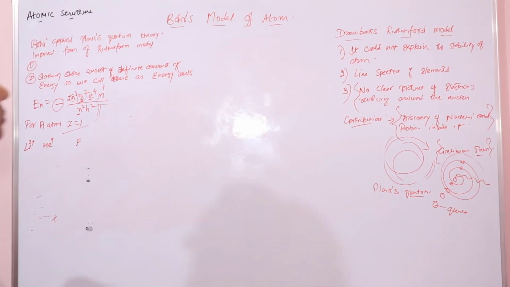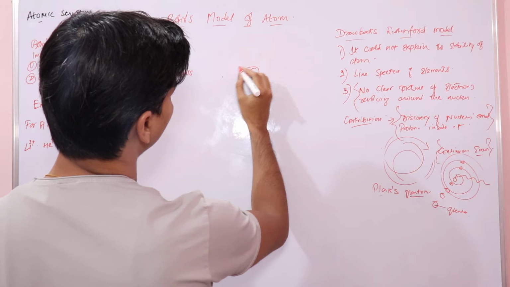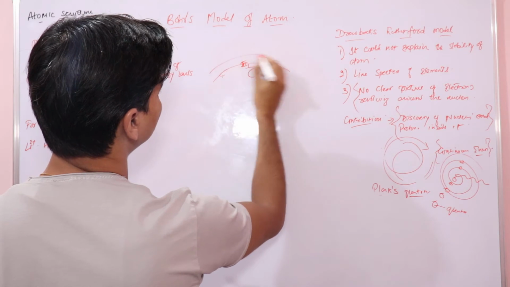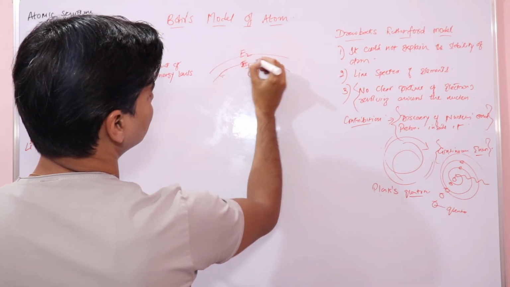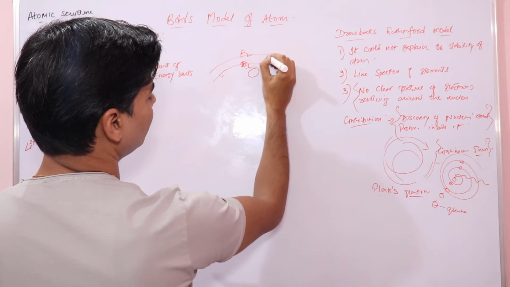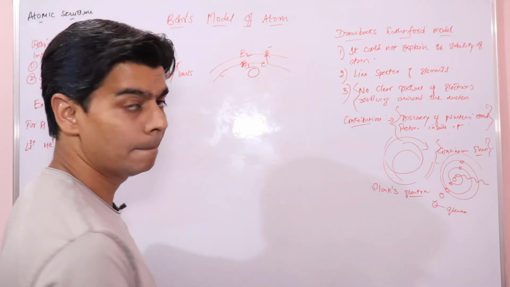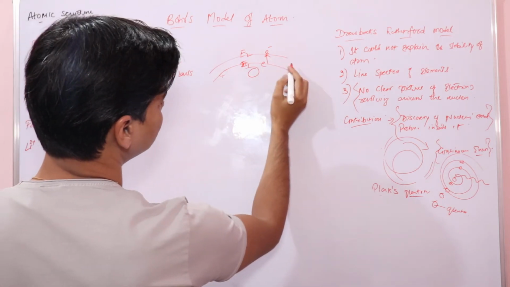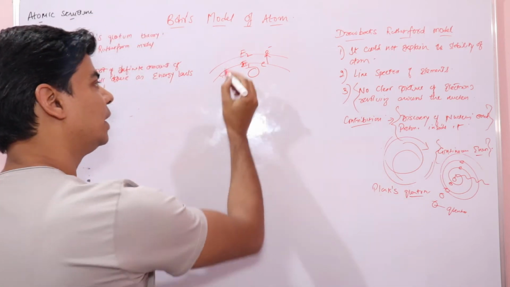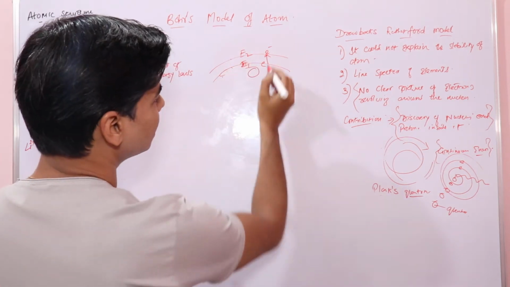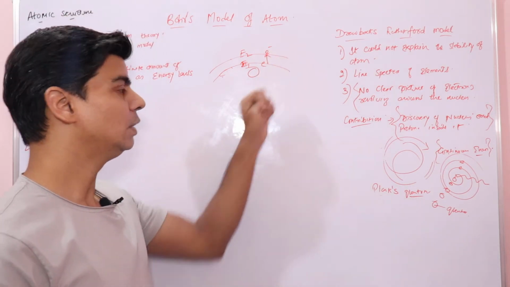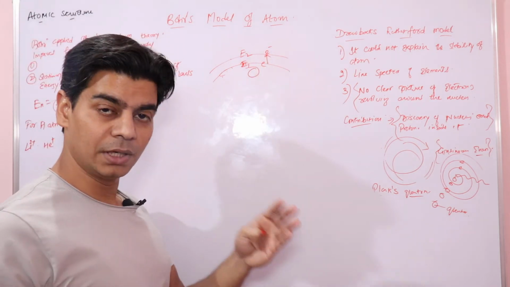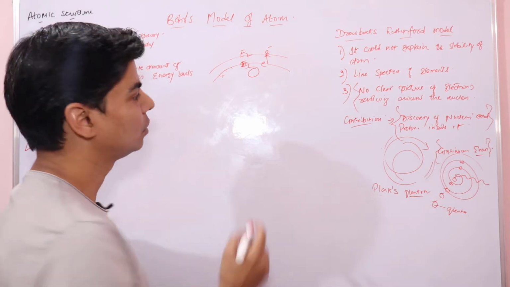So suppose this is your nucleus, and this is your energy level E1, and this is your energy level E2, and this is your electron. When the electron moves to a higher energy level, it will absorb energy equal to the difference in energy between these two orbits. Since it has moved to E2, it is now in an unstable state, so it will immediately move back to its ground state, the lower state.